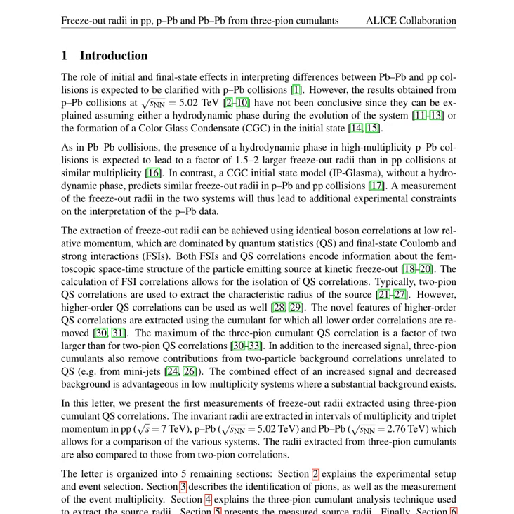The invariant radii are extracted in intervals of multiplicity and triplet momentum in PP, √s = 7 TeV, PPb, √sNN = 5.02 TeV, and PbPb, √sNN = 2.76 TeV, which allows for a comparison of the various systems. The radii extracted from 3 pion cumulants are also compared to those from 2 pion correlations.